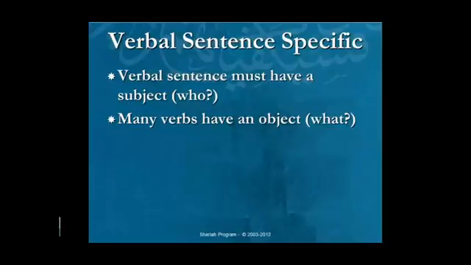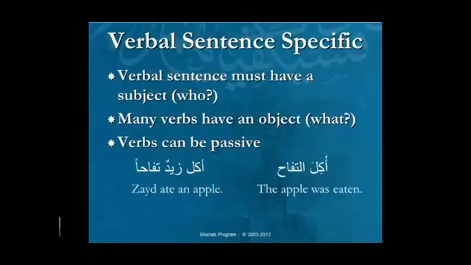The first one is the subject, and that's called fa'il, and the second one is the object. And other than that, the verb could also be passive. What happens in a passive verb is the subject disappears. In English it would be like, Zayd ate an apple, and that will be reformatted to the apple was eaten. So now in this sentence, the usage of the apple is different than it was in the previous one. So this could be considered an additional usage.